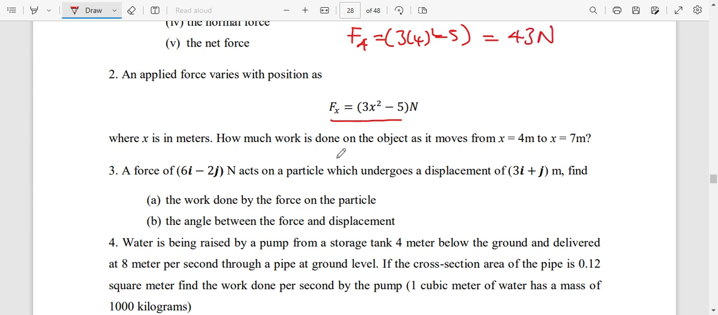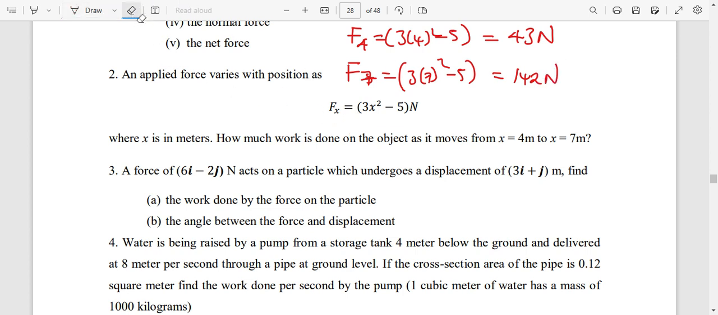So that is the force at that point, 43 newtons. And then we can also find the force at the position 7 meters, and that will also be 3 multiplied by 7 squared minus 5. 7 squared, we know, is 49. And 49 times 3 is 147, minus 5, that is going to be 142 newtons. Okay, so this is what we have.